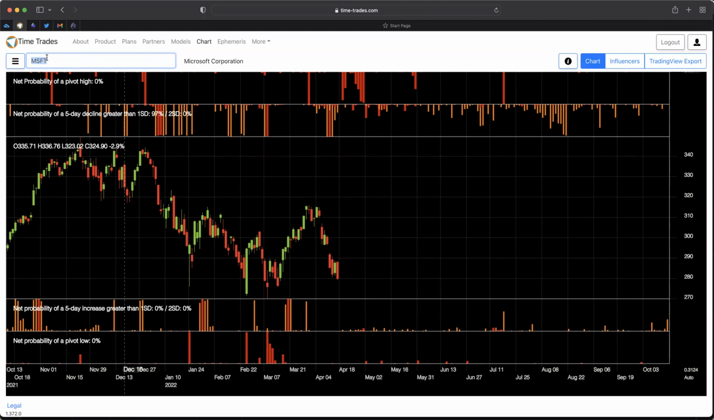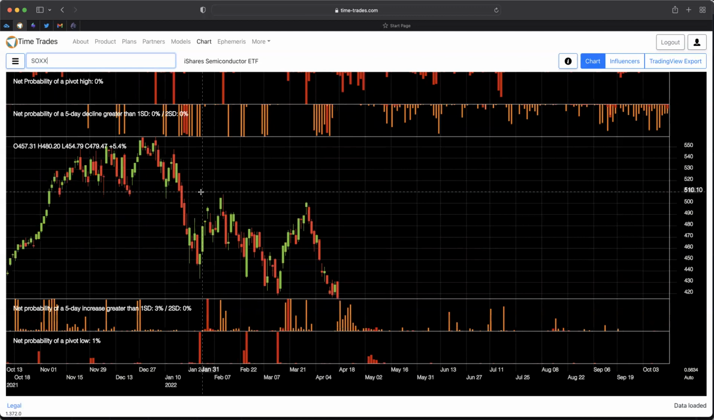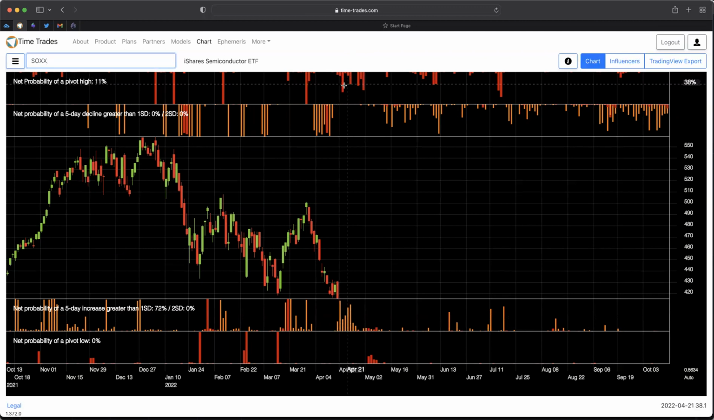All right, let's also take a look at the semis, the SOXX index. So this is another name that popped up on the models page, and you can see this cluster of 1 standard deviation up days heading into some pivot highs here. So it'll be interesting to see how far this goes up. I mean, this is a nice cluster, high probability up days. Remember, the taller the bar doesn't mean the higher price will go. The taller the bar just indicates the higher the probability, okay?